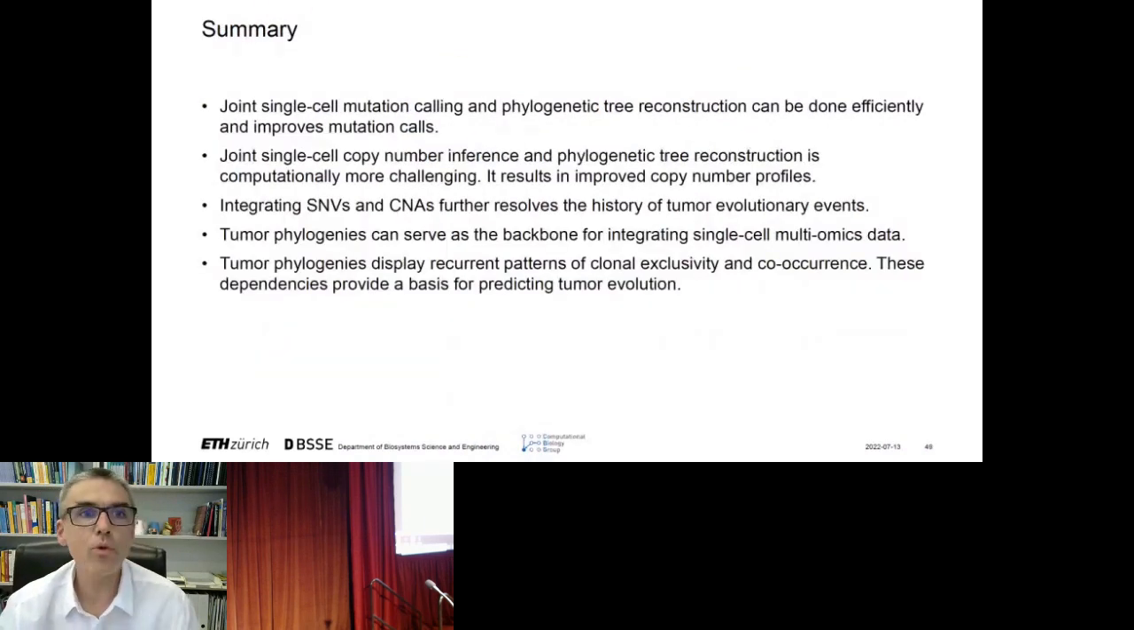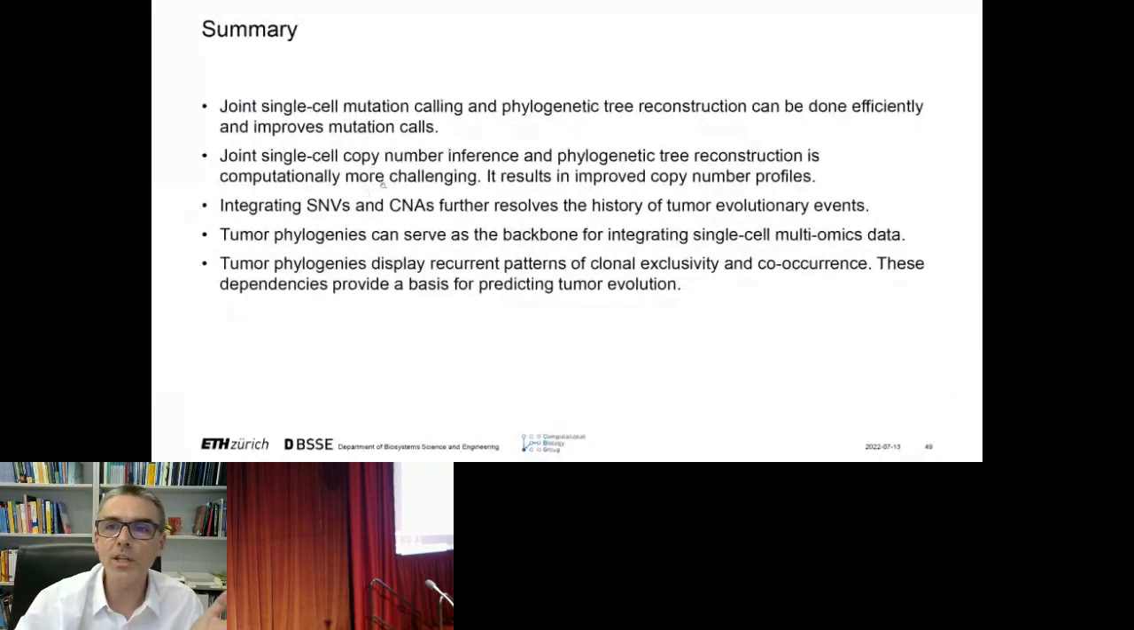Okay, with that, I would like to wrap up. So I hope I could convince you first that joint single-cell mutation calling and phylogenetic tree inference can be done efficiently together, jointly, and that this improves not only the mutation calls actually, but also the quality of the tree that you obtain. Second, we try to generalize that, first of all, to copy number changes. That turns out to be more challenging, but again, will improve inference of copy number states and copy number profiles.